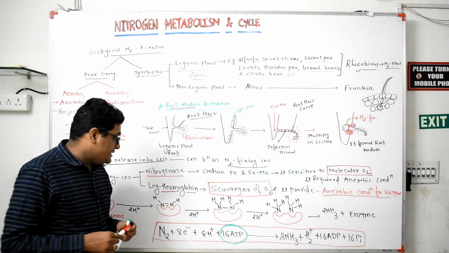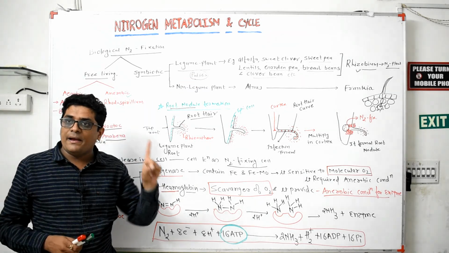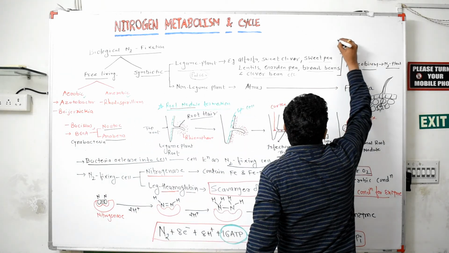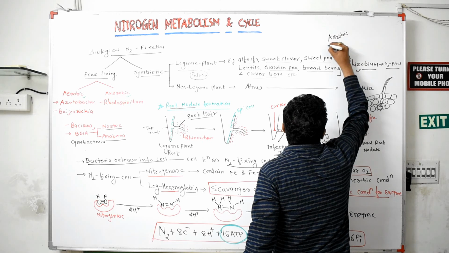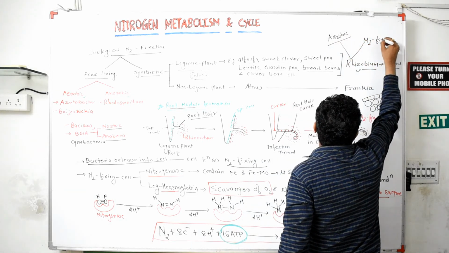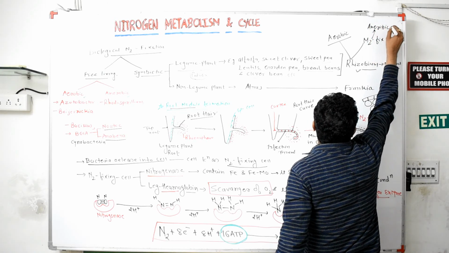Okay. So the Rhizobium bacteria are actually aerobic bacteria, but during nitrogen fixation, these bacteria become anaerobic. Clear?